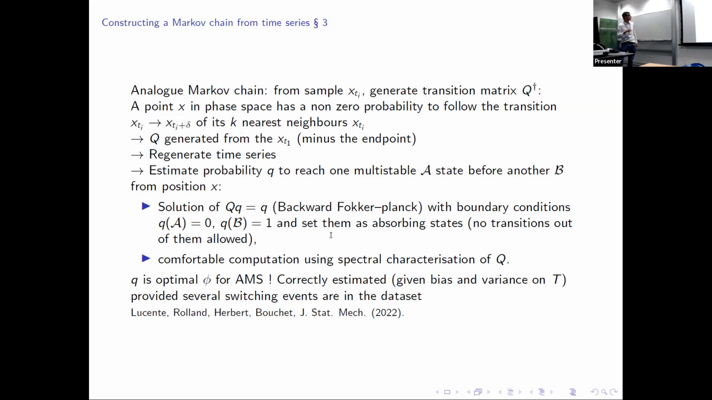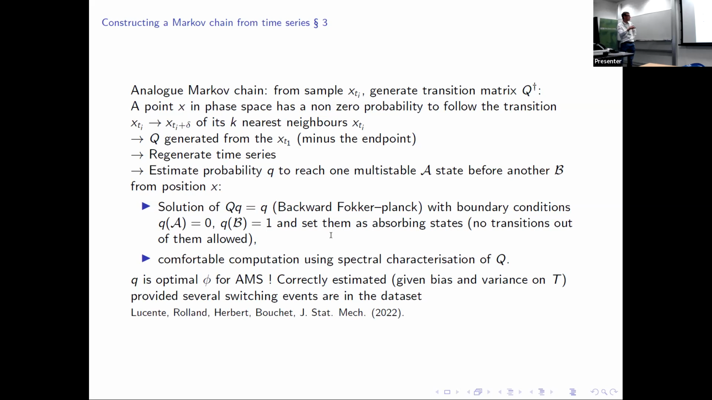And one other thing which is interesting for rare event simulation methods is that from this transition matrix, so here it is the infinitesimal generator Q, the transition matrix is Q dagger. You can estimate the probability to reach state A before state B, starting from any position X, what is called the committor function, because this probability is the solution of the backward Fokker-Planck equation with some specific boundary conditions.